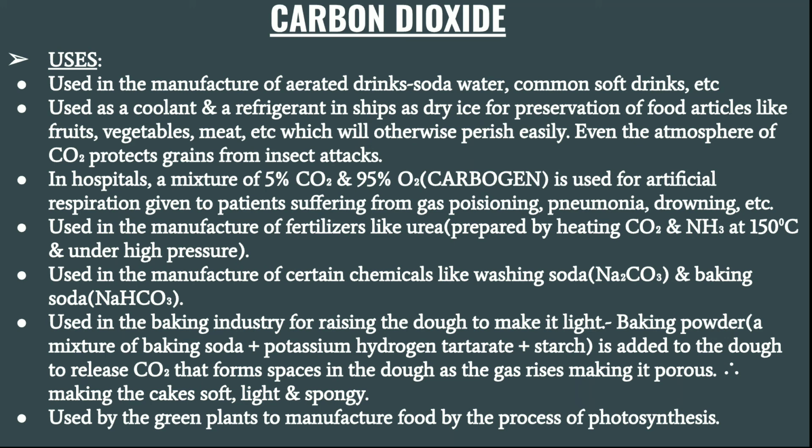Then it's used by the green plants to manufacture food. We know that during the process of photosynthesis, green plants use the atmospheric carbon dioxide to produce their food, that is glucose, the starch which they produce.